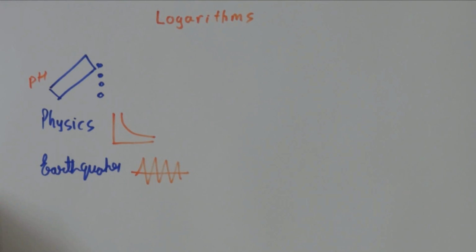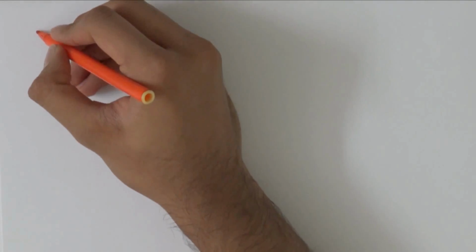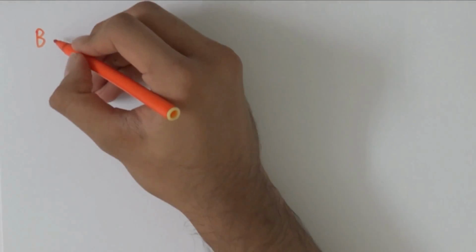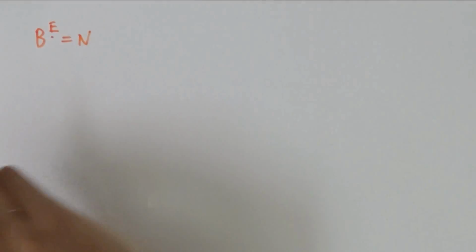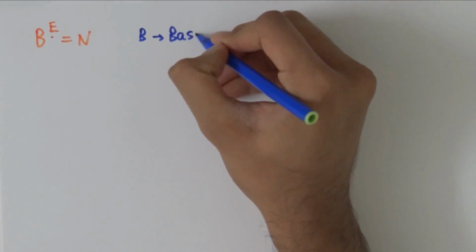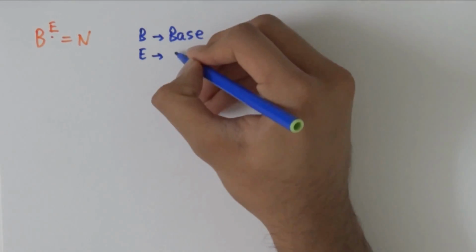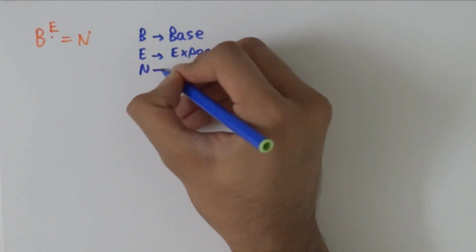So, going away from this to our topic, before starting with logarithms, let's know something about exponents. So, recall Ben from the show Ben 10. Here we'll write Ben as b power e is equal to n, where b is equal to base, e refers to exponent, and n refers to the number.